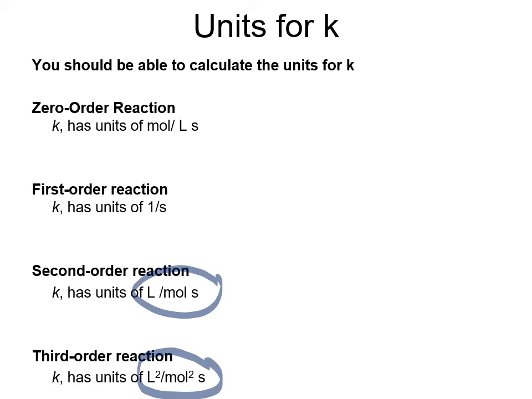Now, first order reactions are just going to be per second, and a zero order reaction, because you don't have any concentration at all, will just have the same units as rate, moles per liter second. Again, you should be able to calculate these based on the rate law itself, but this is what they would work out to be.